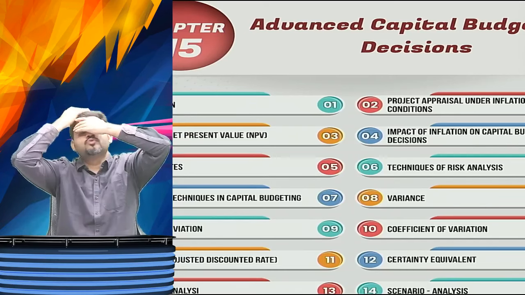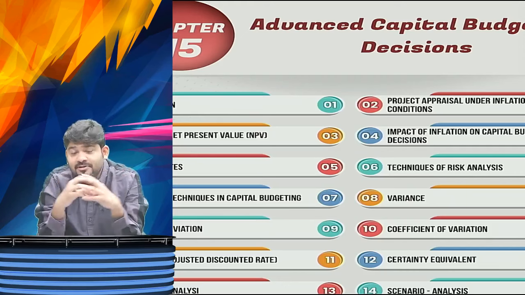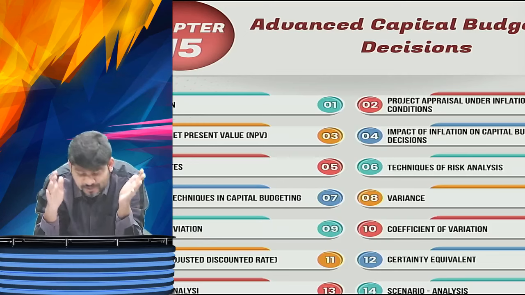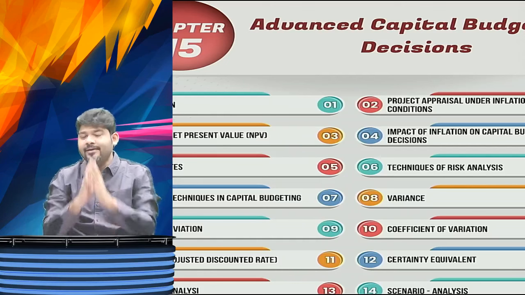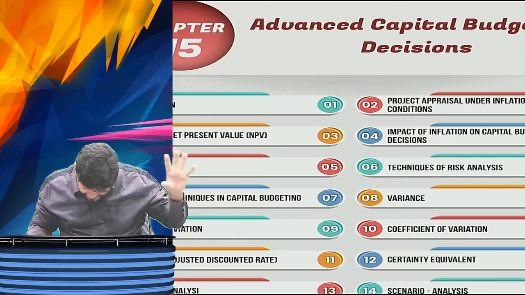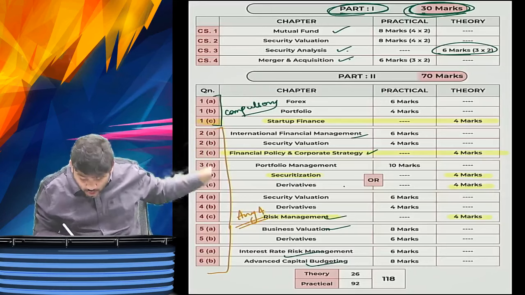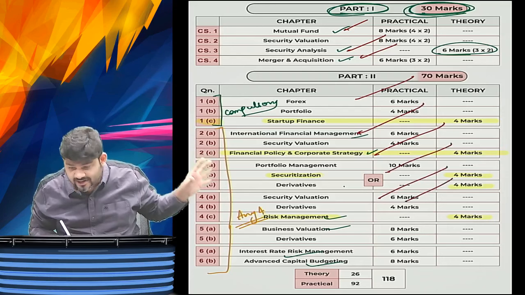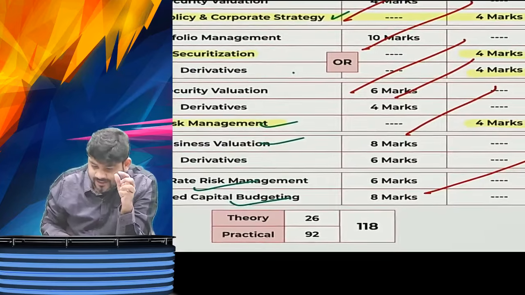I know a lot of students who at times leave a few chapters in option. Do not do that. I particularly provide chapter-wise lectures as well as phase-wise lectures as well. So if you are down with Forex and don't understand it and you want to leave it in option, my suggestion will be don't do that. Take chapter-wise lectures from my end so that all the chapters are done thoroughly. If you have seen the RTP, MTP of this attempt, you will find that the MTP has almost all the chapters: mutual fund, security valuation, mergers and acquisition, forex, portfolio, startup finance, financial policy, corporate strategy, securitization, derivatives. Everything, risk management, you cannot leave. Advanced capital budgeting, you cannot leave anything in option. Plus theory, practical theory, more than 25 marks.